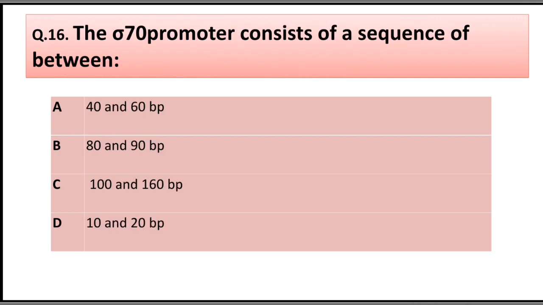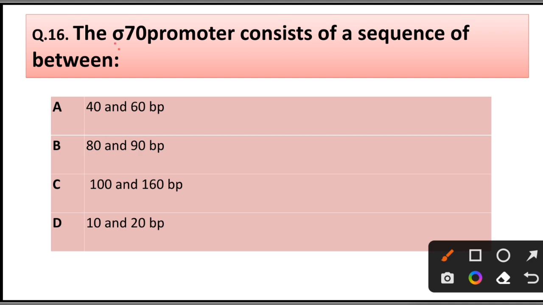Question number 16. The sigma 70 promoter consists of a sequence of between 40 to 60 base pair, 80 to 90 base pair, 100 to 160 base pair, 120 base pair. Answer is option A, 40 to 60 base pair.